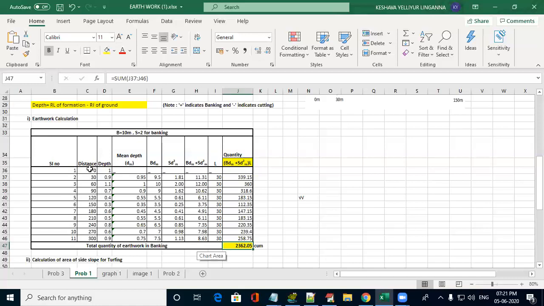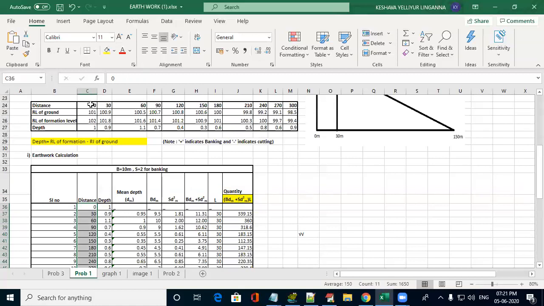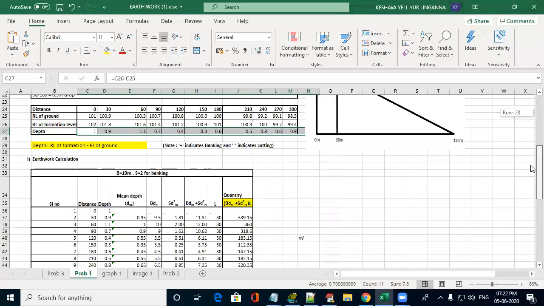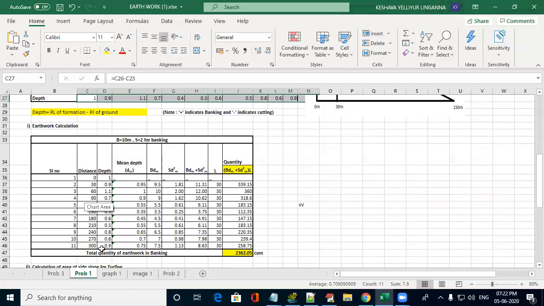Next, the distances. These distances we have from the data. From this table, you have to take the data. This is the distance column and these are the corresponding depths. These depths you have to put vertically. Actually, that is row wise, but in this column, the same values you have to copy column wise. Next is mean depth. Mean depth is the mean value of these two values: 1 plus 0.9 divided by 2. That will give you 0.95. I'll show you in the graph.